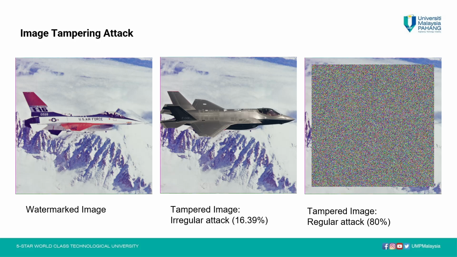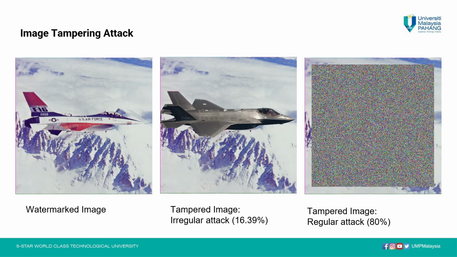So here is an example of an image tampering attack. Here is the original image, and then this is the irregular attack. We place something here, copy-paste forgery here, something here, or we have regular attacks. Actually, for the regular attack, we use this for the purpose of performance evaluation of the algorithm.